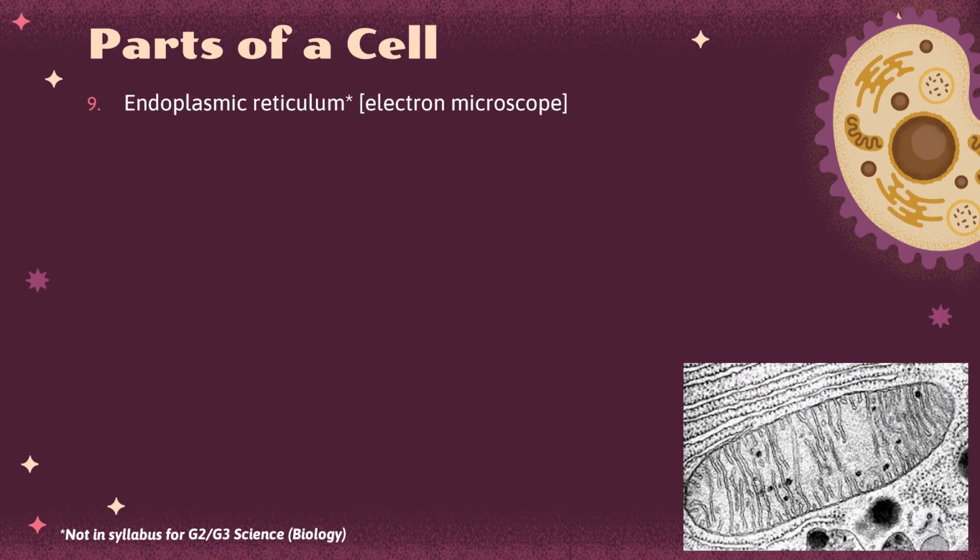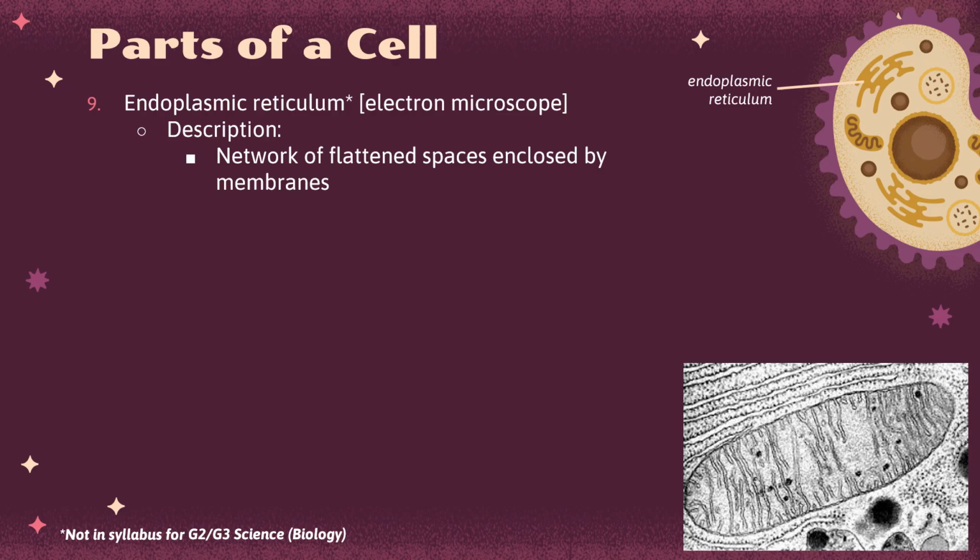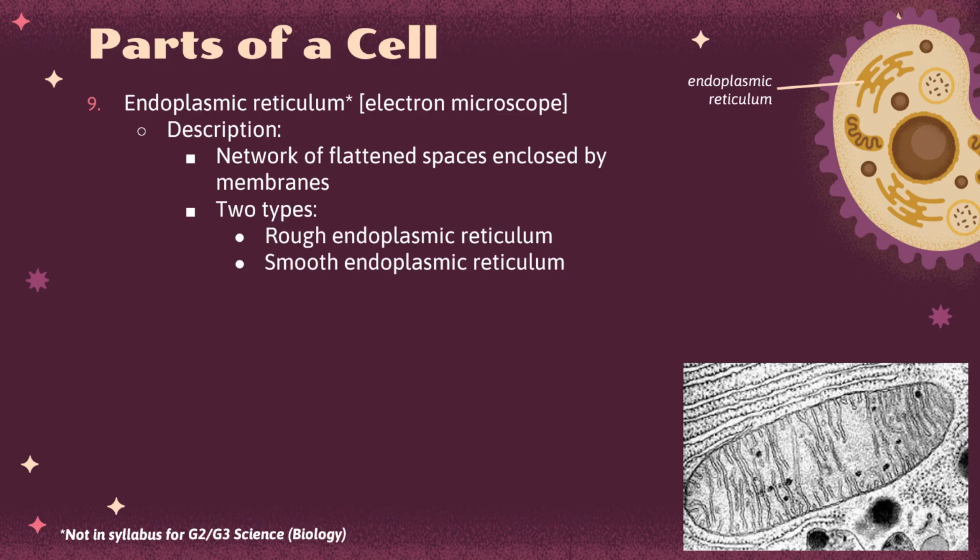From here onwards, students taking science biology no longer need this. You do not have to learn them because it is not in the syllabus. So for the endoplasmic reticulum, it is a network of spaces enclosed by membranes. There are two types, rough and smooth.